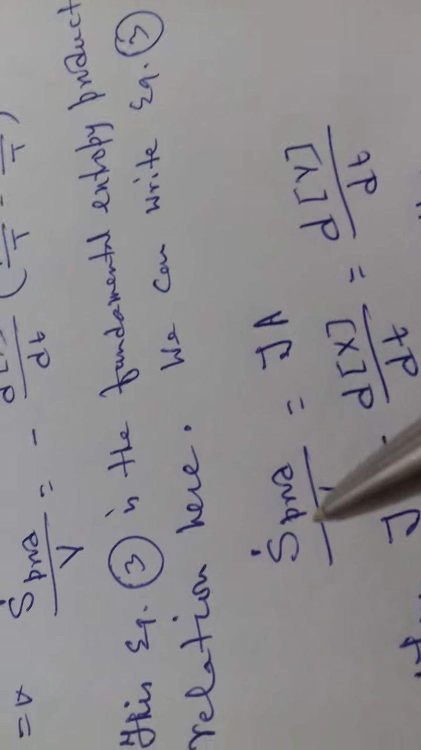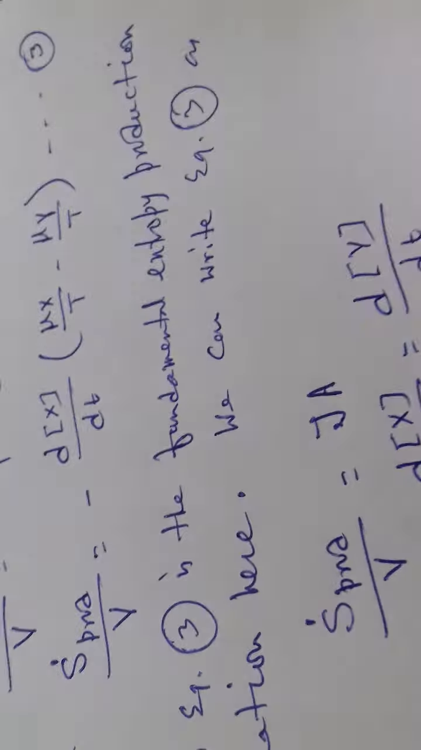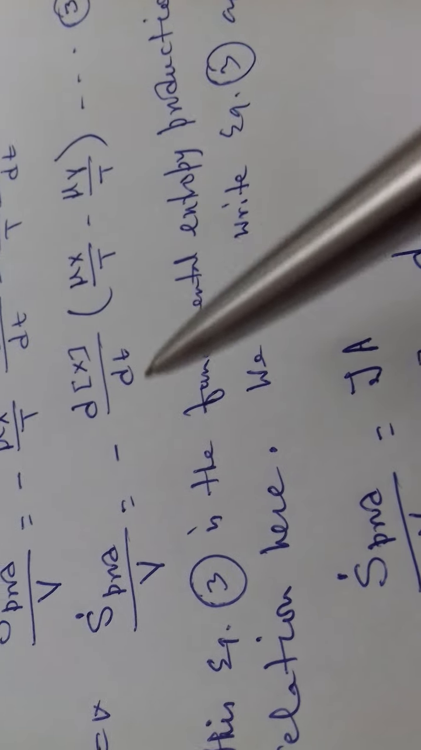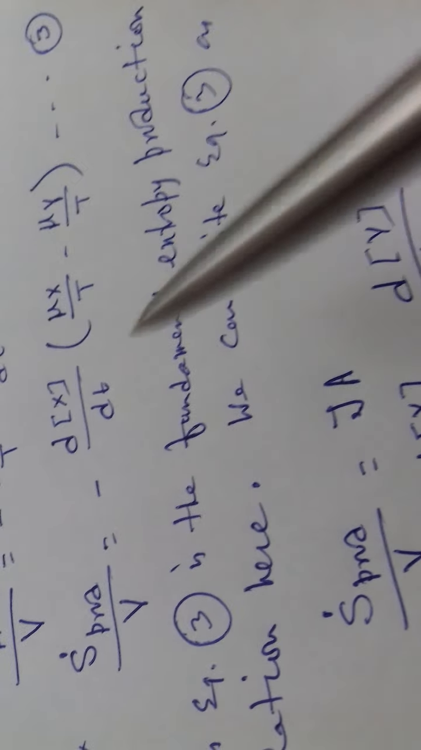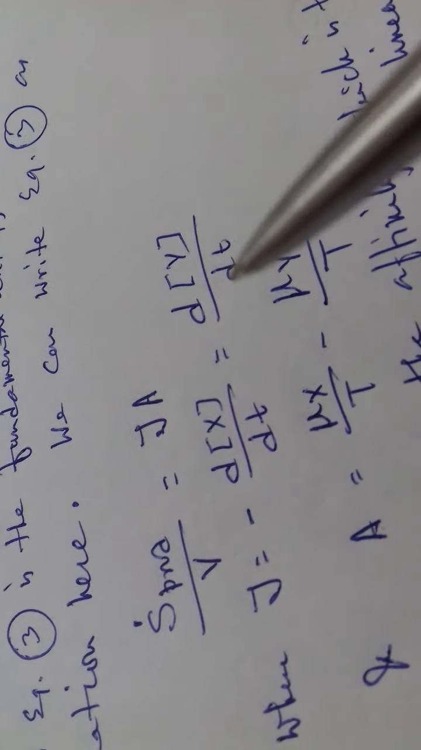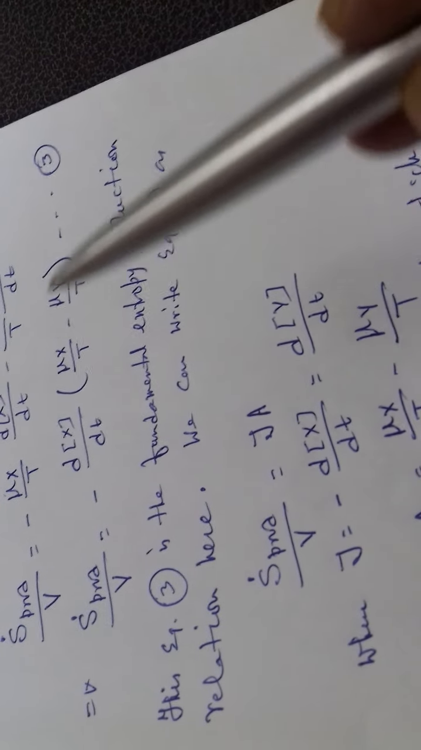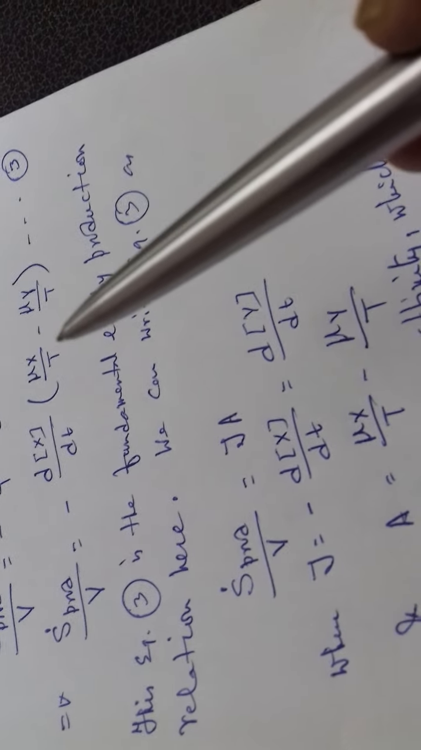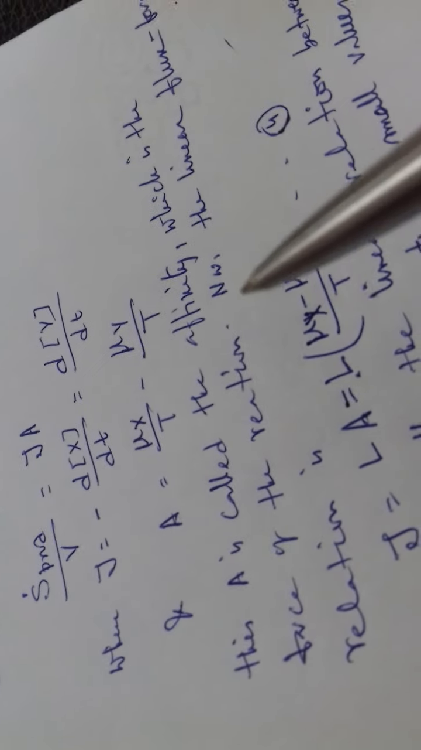So we can write equation 3 as S prod dot by V equal to J into A, because there's only one flux, only x flowing towards y. Here A can be identified as this and J is already defined, where J equals minus dx by dt, that is equal to dy by dt, and A is the affinity of reaction, mu x by T minus mu y by T. This difference in chemical potential divided by temperature is the force for the reaction, the reaction affinity. So A is called the affinity, which is the force for the reaction to occur.